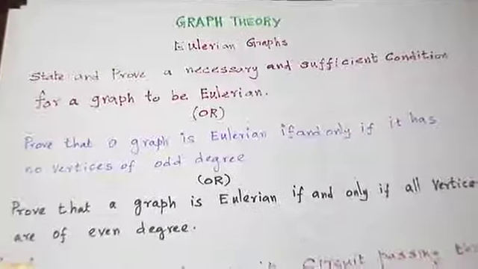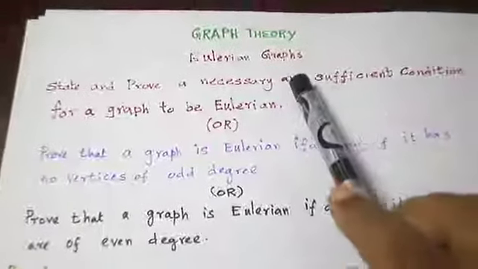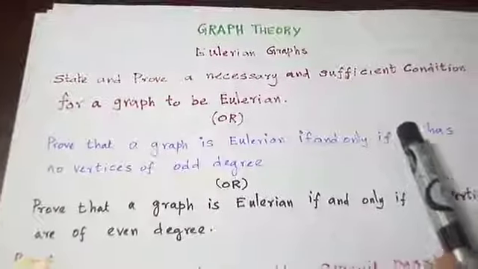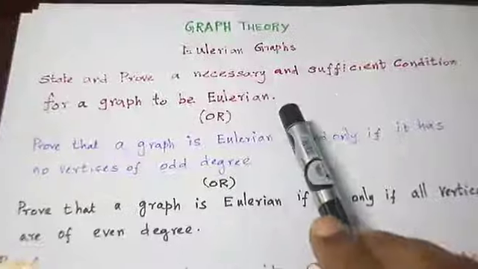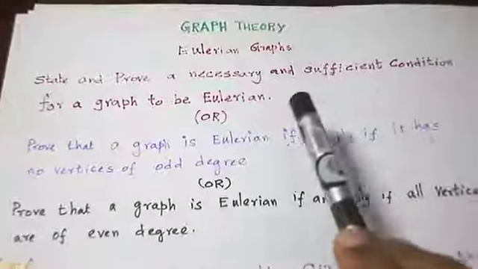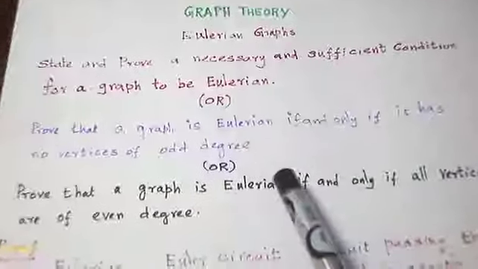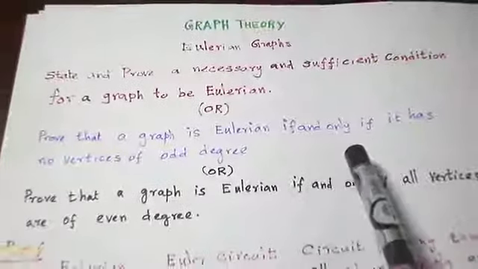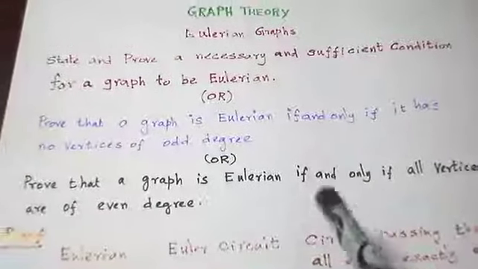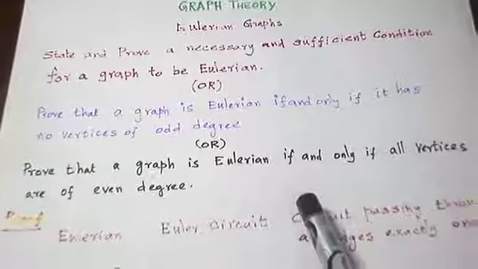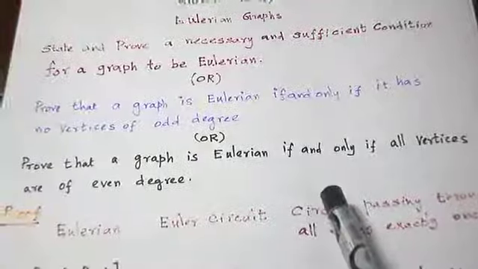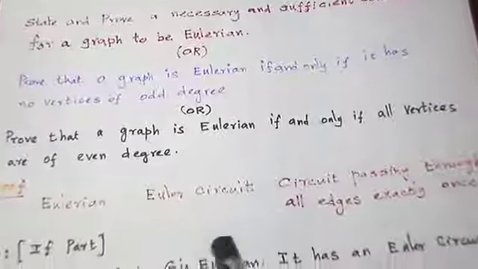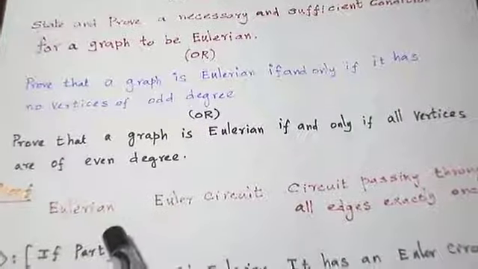Students, today let us see an important theorem from the topic Eulerian graphs from the chapter Graph Theory. The question is this: state and prove a necessary and sufficient condition for a graph to be Eulerian. Or equivalently, we can say that prove that a graph is Eulerian if and only if it has no vertices of odd degree. Or equivalently, we can prove that a graph is Eulerian if and only if all vertices are of even degree.